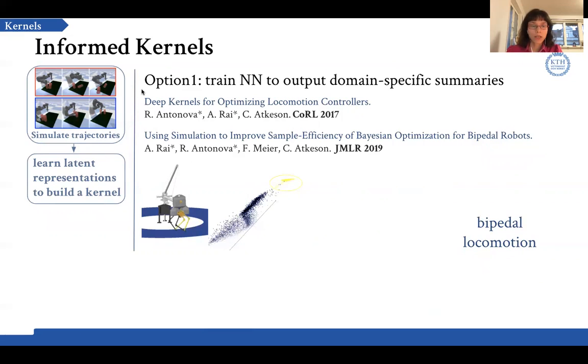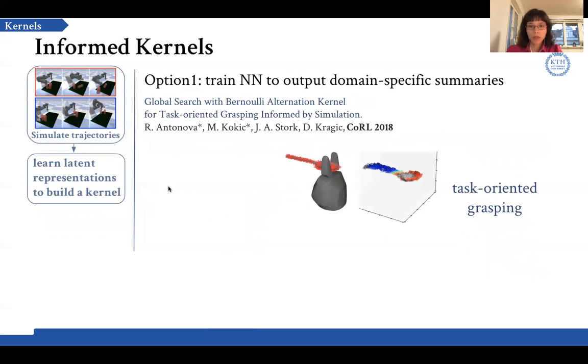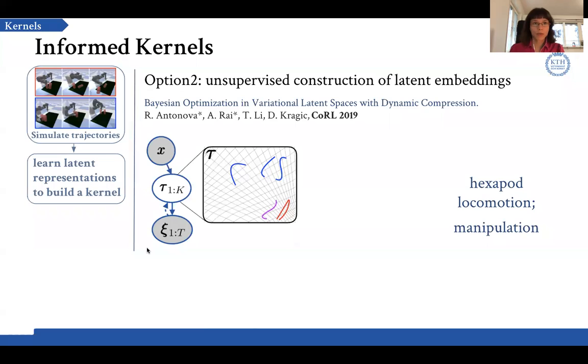For example, here for bipedal locomotion on ATRIAS, we periodically record the center of mass, torso angle, and their velocities. In task-oriented grasping, we record grasp stability and task suitability scores and train a CNN to construct them. We also proposed a domain-agnostic option, a sequential variational autoencoder, to embed the original trajectories into the space of latent paths and associate them with controller parameters.